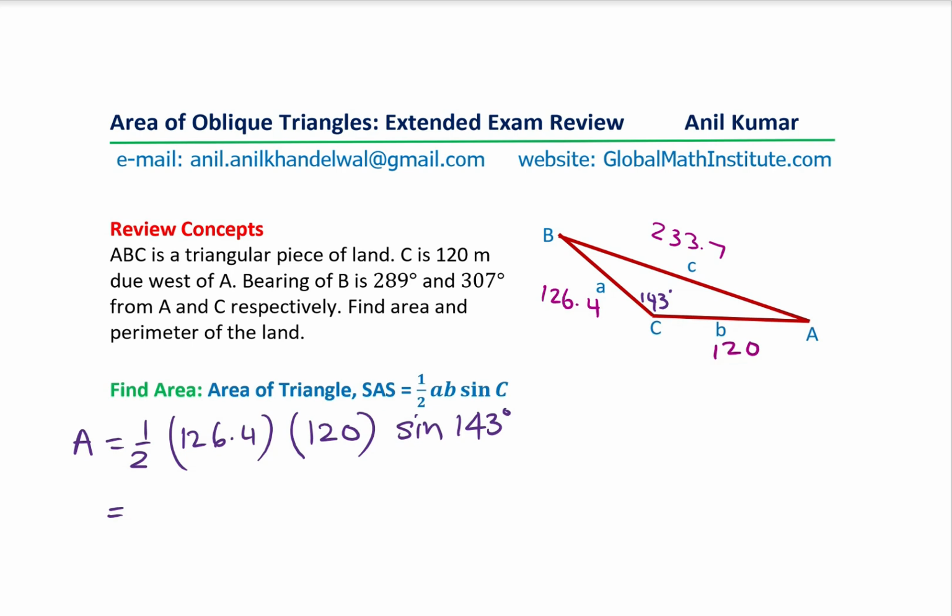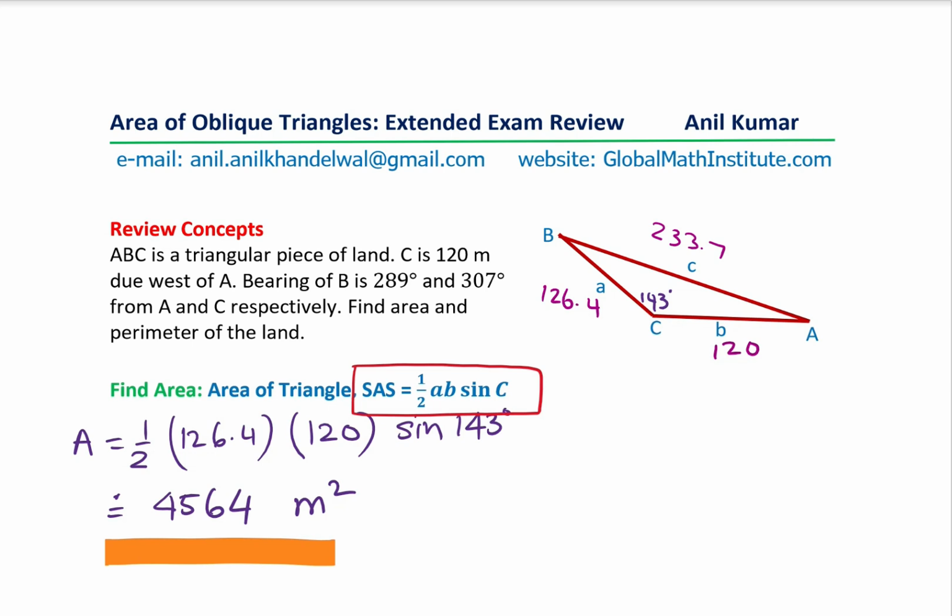0.5 times 126.4 times 120 times sine of 143. That gives you 4564 approximately meter square. Is that clear to you? So that is how, using the given formula, which is right there, easily we can find the area of the triangle. Is that clear to you?